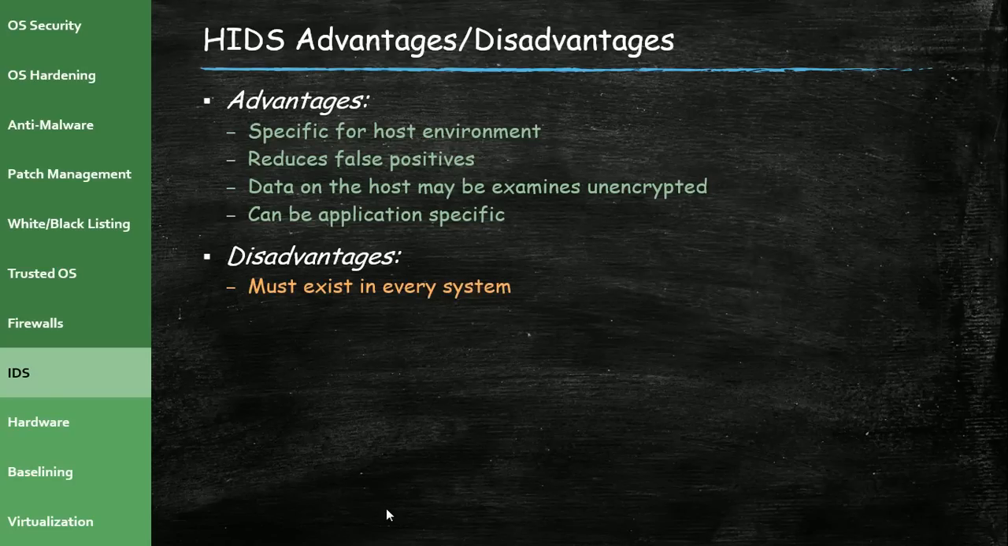One is that it's not very scalable to have host-based IDS on every single host, because it has to exist on every system. You have to install it in every system. So there's a higher total cost of ownership, or TCO, because we have to have it on every system.